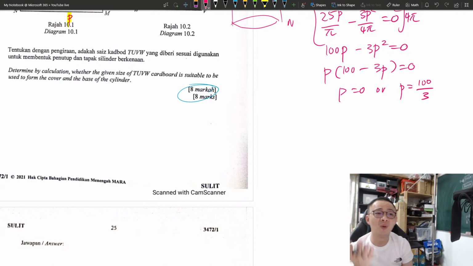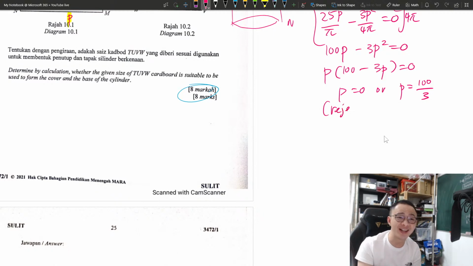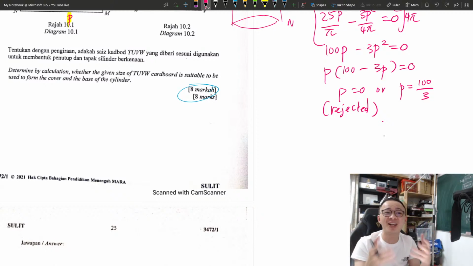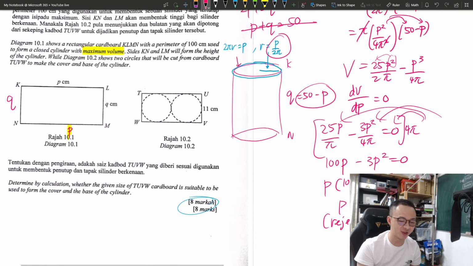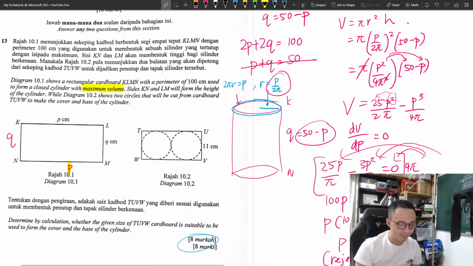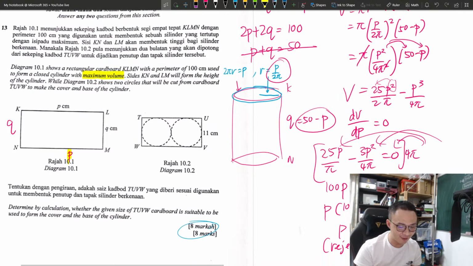Since I know p is the length, I will never choose 0 as my final answer. So I just rejected p equals 0. Because if I tell you, okay, I have a very beautiful cylinder, but the length of it is 0, then how can you see the cylinder? It doesn't exist. So when p equals 100 over 3, I will get the maximum volume. This is the whole logic of it. But have we ended yet? We haven't ended yet, right?